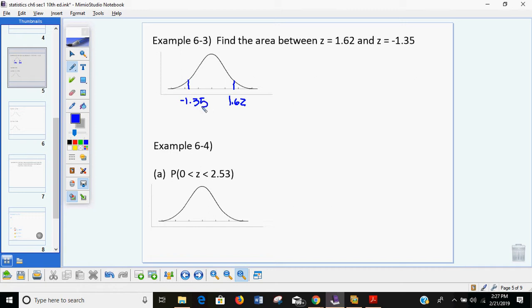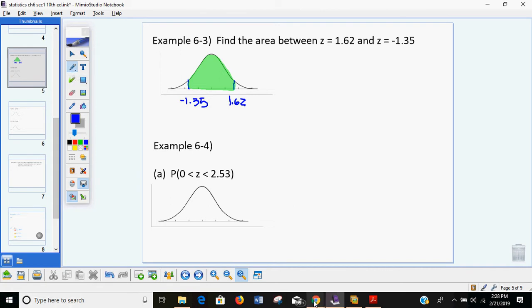Now it's asking us to find the area between those two numbers. So remember, this is the third case that we gave you. To find the area between, you look them both up and you subtract them. So we want to look up first, let's look up the 1.62.